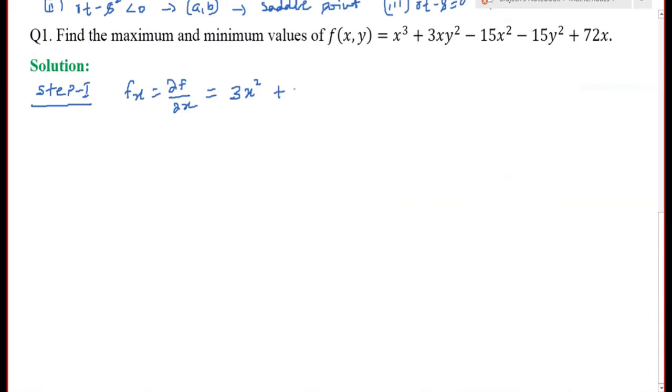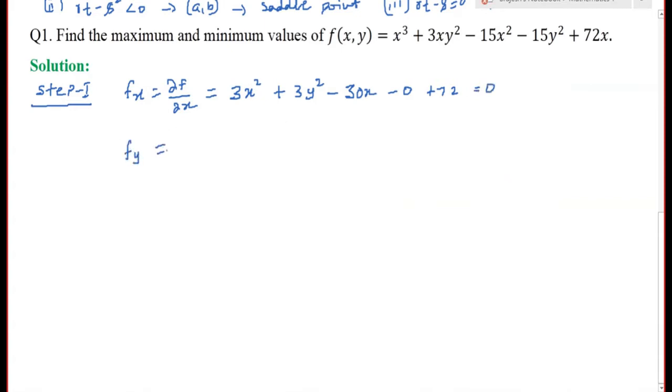So you are differentiating with respect to x only. So it is going to be 3y square minus 15x square. So the derivative is 30x minus 15y square, that is going to be 0 because y is treated as a constant, and plus 72, that you put equals to 0.